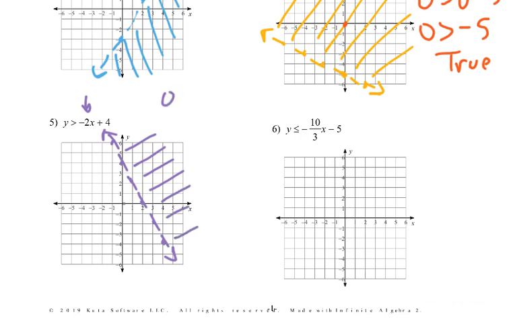0, 0 wouldn't be a solution, so if I plug in 0, 0, it should be wrong. That would be 0 plus 4, would be 4. Is 0 greater than 4? Nope. So we were correct.